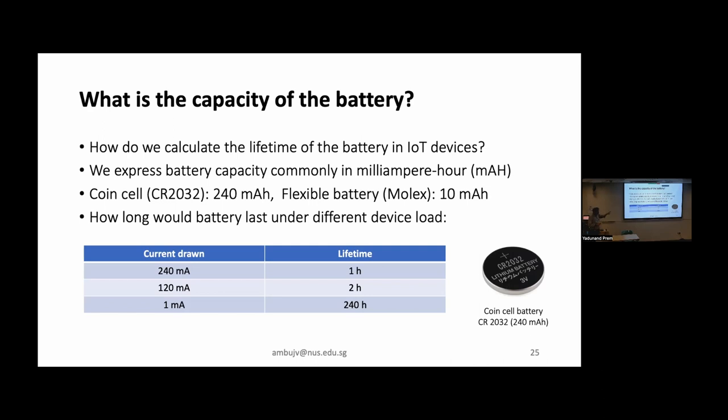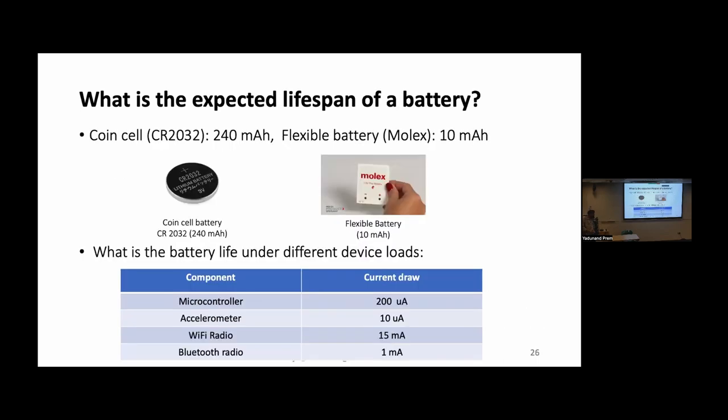Of course, it's a very simplistic way of looking at it. The real world is a bit more complex, but for the sake of discussion, let's keep this in mind. And of course, there are also batteries in the form factor of, let's say, a sticker. This is a particular battery manufactured by a company called Molex. It has much lower capacity, about 10 milliampere hour. You can just buy this battery for a few dollars. So it's a commercial battery, but it has a limited capacity.